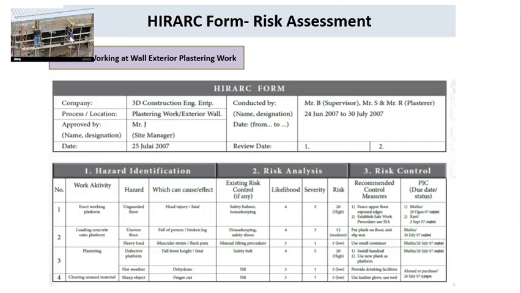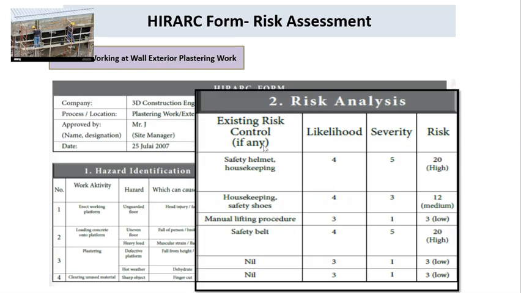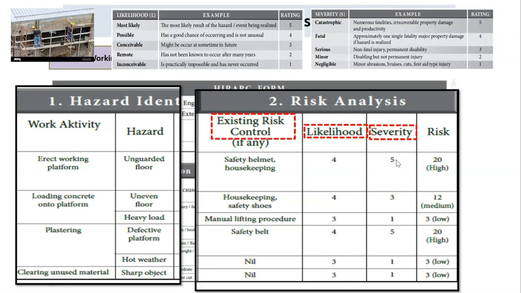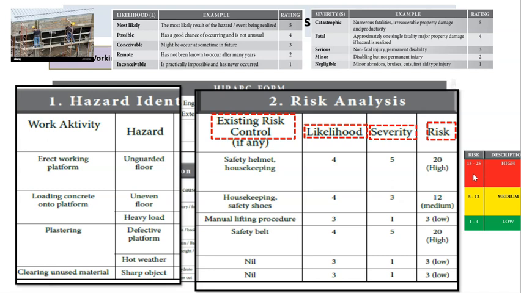Let's go back to the working with the wall exterior plaster work. So the risk analysis here, we need to read together with the work activity and hazard. So for the first one, on the unguarded floor, the current or existing risk, they are using the safety helmet and housekeeping. So the likelihood they decide to put 4. And the severity is 5, so 20, so consider as high.